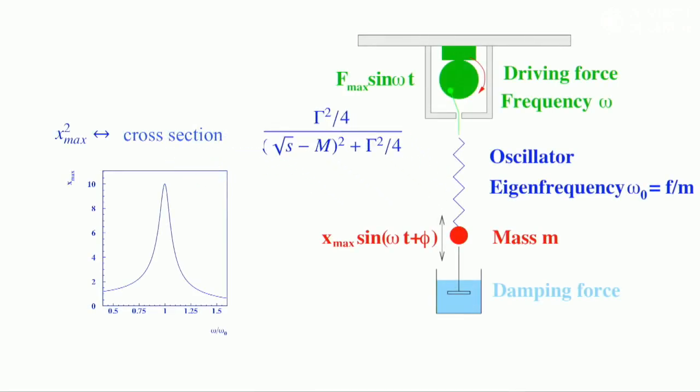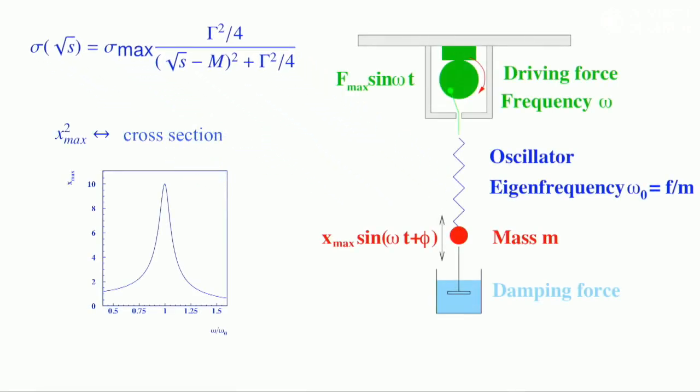The form of the Breit-Wigner function resembles the squared amplitude of a classical damped oscillator. Square root of s corresponds to the frequency of the external periodic force, M to the resonance frequency, and gamma to the damping factor. The cross-section in this analogy appears as the squared amplitude of the oscillation as shown in the graph on the left.